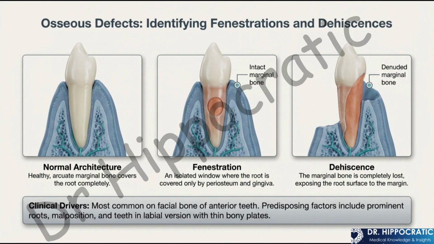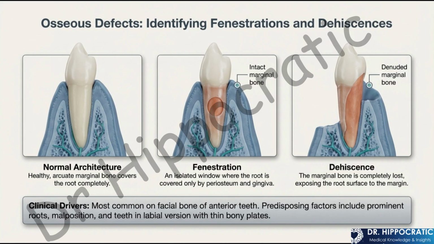Why does this happen? The atlas notes this is most common on the facial side of the front teeth. Is it just bad luck? It's usually a matter of spatial constraints. Think about the anatomy of your front teeth. Sometimes the roots are naturally prominent, or the teeth grow in tilted outward, pushing heavily against the bony plate facing your lips. And because that plate of bone is already paper thin. Exactly. The constant outward pressure simply causes the bone to give way over time.